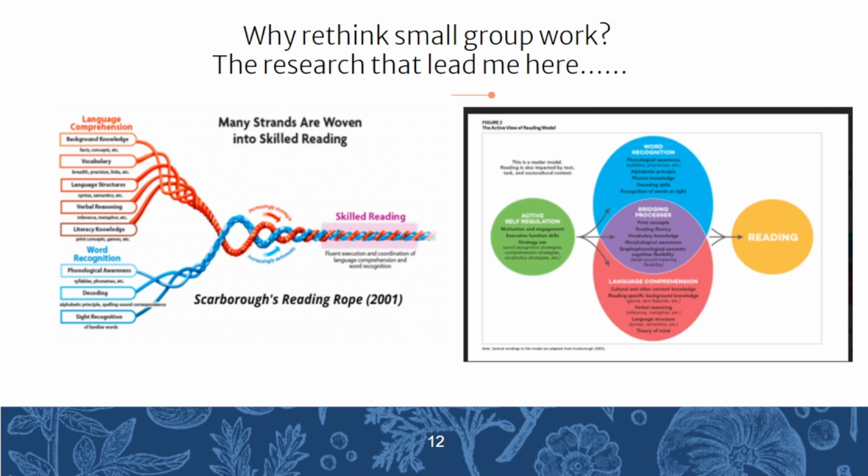The one is the simple view, which you've heard, which is Scarborough, the reading rope. The one I like better is Nell Duke, because Nell Duke takes into consideration not just the phonics and the code and the language comprehension. She puts in the whole thing of readerly life and attitude towards reading, and orchestrating and being able to take all these things and strategies and your executive functioning and putting it all together. That's her green circle.